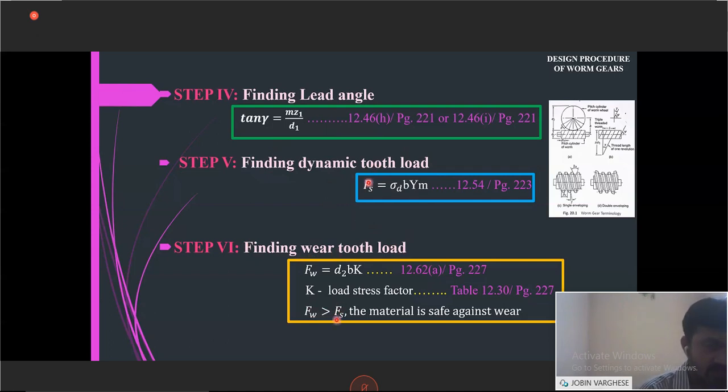Fs is represented by the dynamic load. So as a result, if the wear load is greater than the dynamic load, then even though some extra force is added, apart from the design, because of external behavior, the gear will not wear. So that is the major thing here.